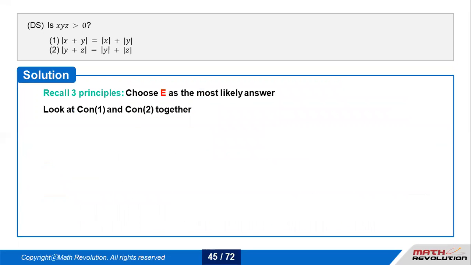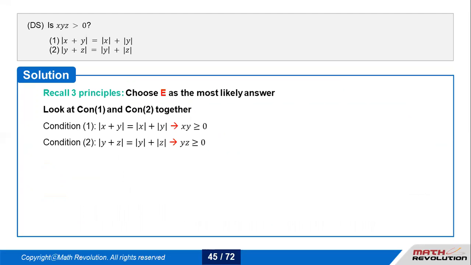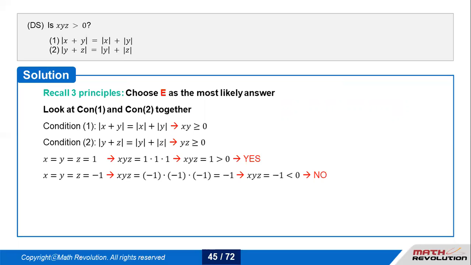When I know that the most likely answer is E, I'll combine both the conditions 1 and 2 together, which says x plus y is equal to mod of x plus mod of y, only possible when xy is greater than or equal to 0. Condition number 2 says y plus z is equal to mod of y plus mod of z, only possible when yz is greater than or equal to 0. Now understand this, if xyz is equal to 1, 1 times 1 times 1, that is 1, which is greater than 0.